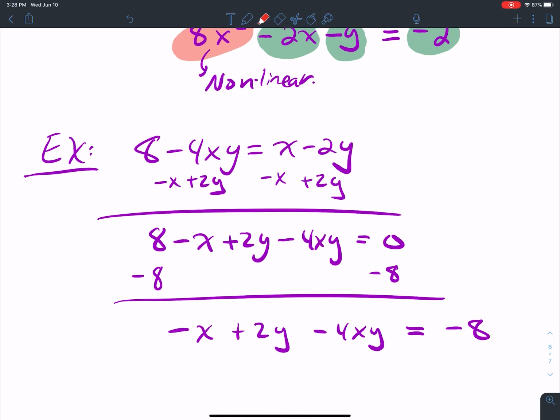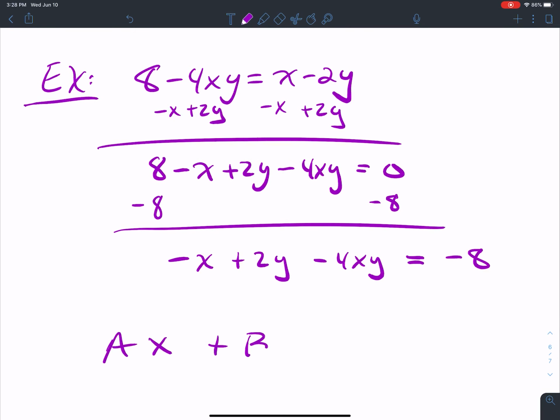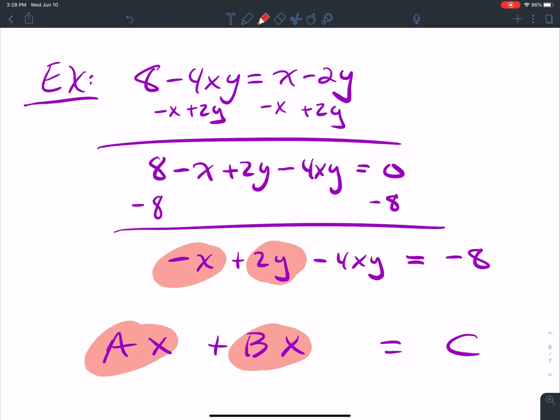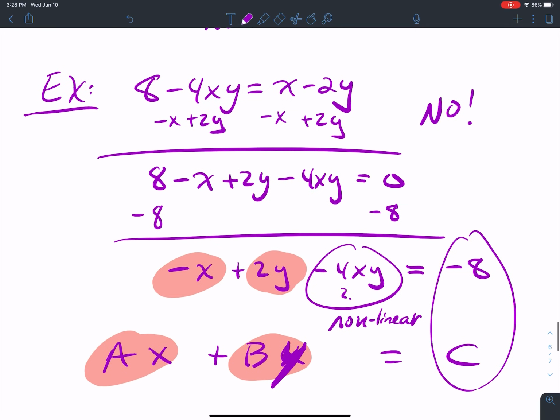Well, guess what? We're running into the same scenario again. I have my Ax + By = C. Well, look, there's my Ax, there's my By. Okay, that should be a y there, not an x. And there's my C. But what do I do with this? That's nonlinear. So this one again is not a linear equation, therefore it's nonlinear.